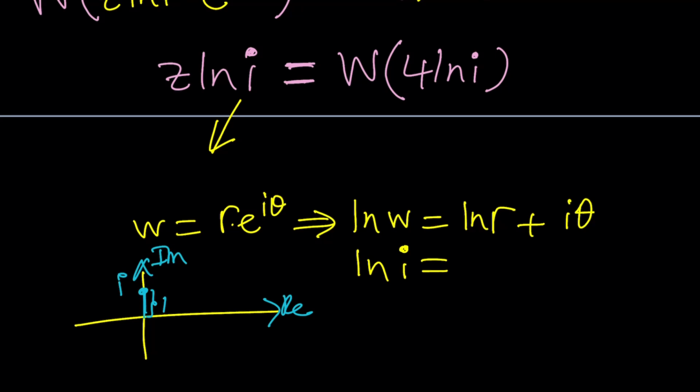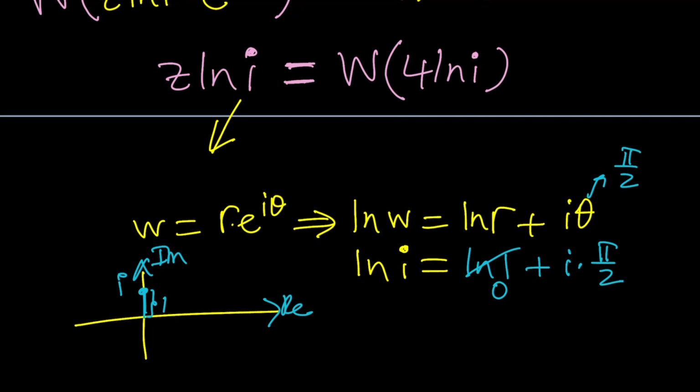But that's just the beginning, right? Not the end. So ln r, by the way, is going to be ln of 1, which is a real ln. That would be 0, and this would be pi over 2. So we don't have to worry about it. It's just going to be i times pi over 2. Nice. But I said it's just the beginning, right?